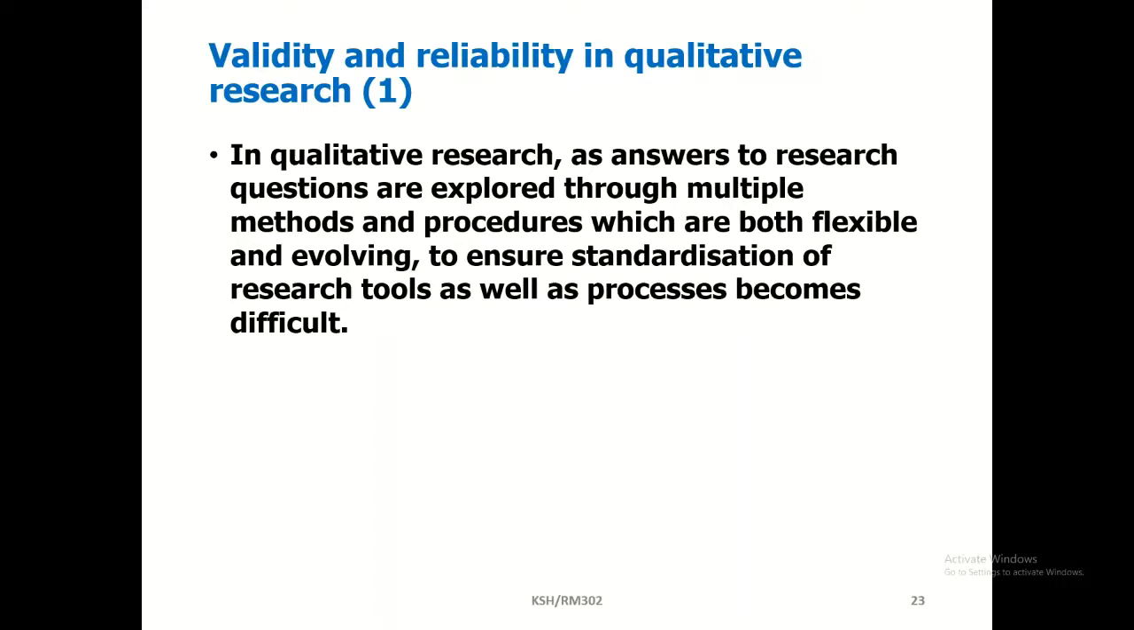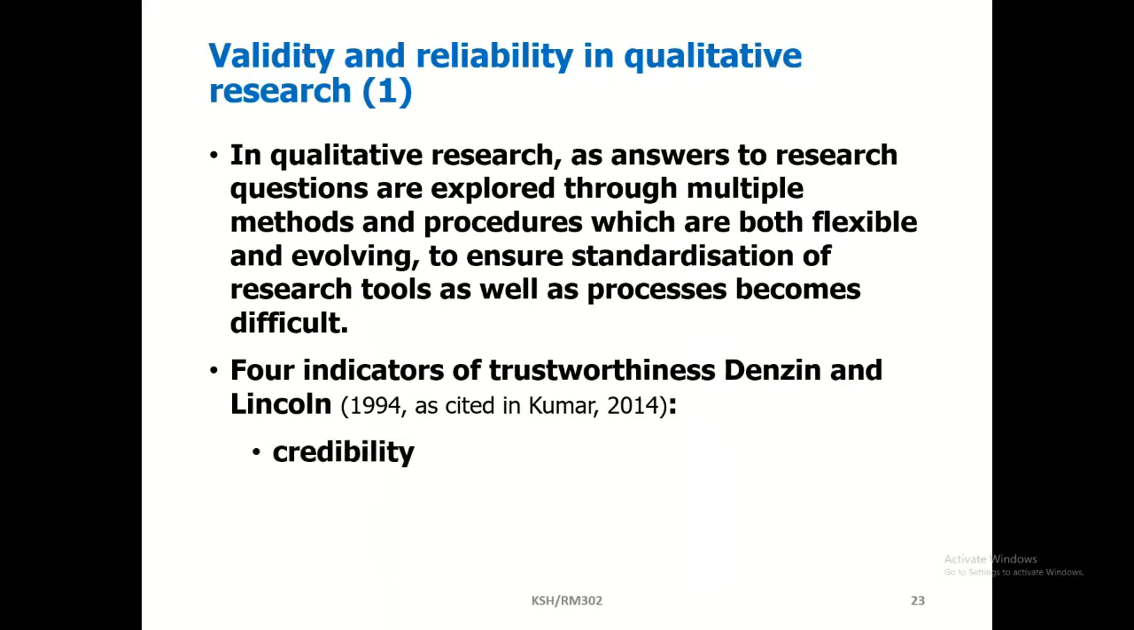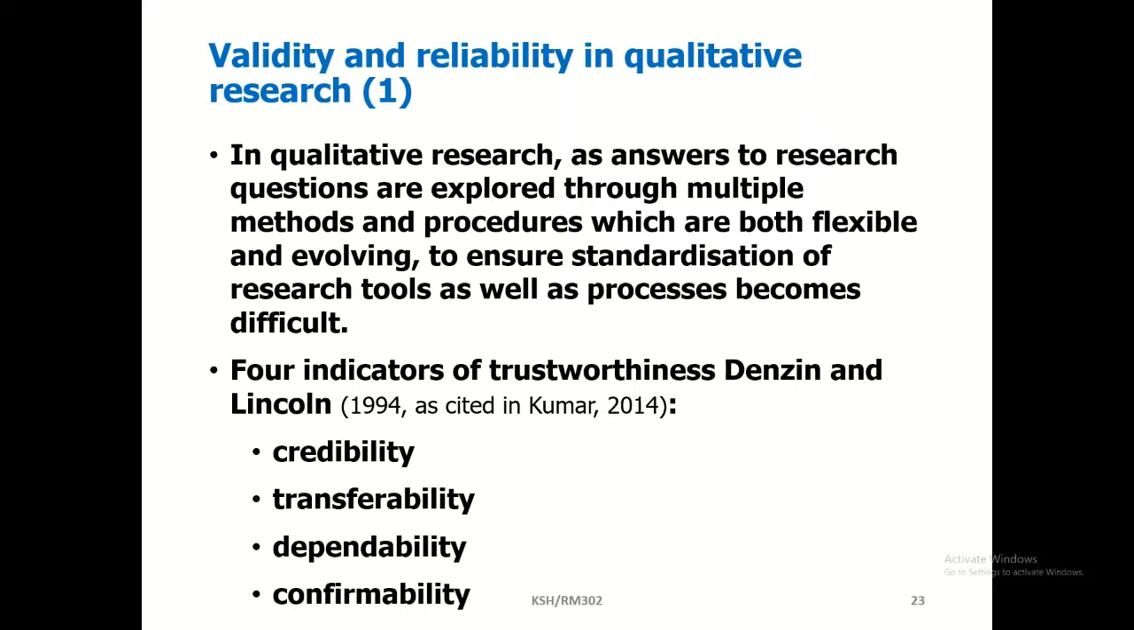As Kumar notes, in qualitative research, as answers to research questions are explored through multiple methods and procedures which are both flexible and evolving, ensuring standardization of research tools as well as processes becomes difficult. Nevertheless, Denzin and Lincoln, 1994, propose what they call trustworthiness, meaning that the qualitative method used in the study is trustworthy or can be trusted. They identify 4 indicators of trustworthiness: credibility, transferability, dependability, and confirmability.